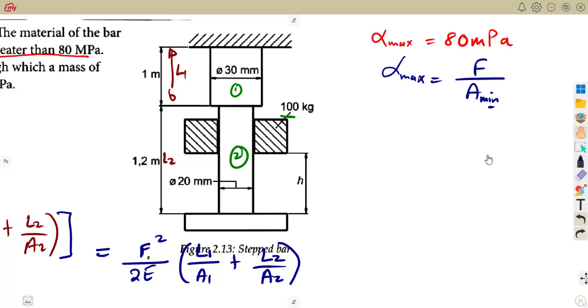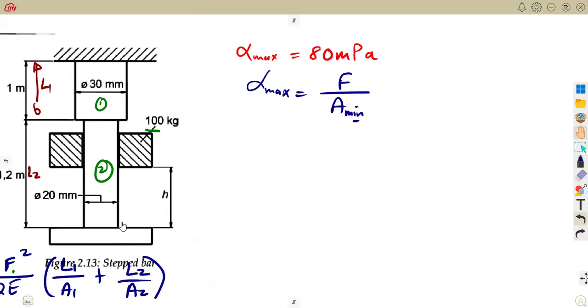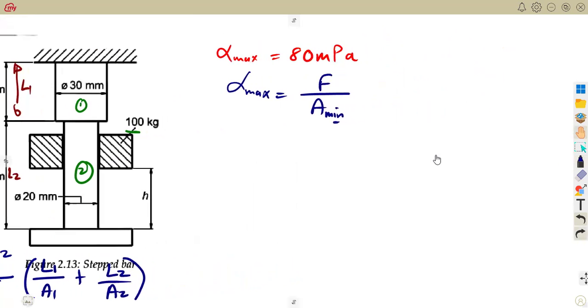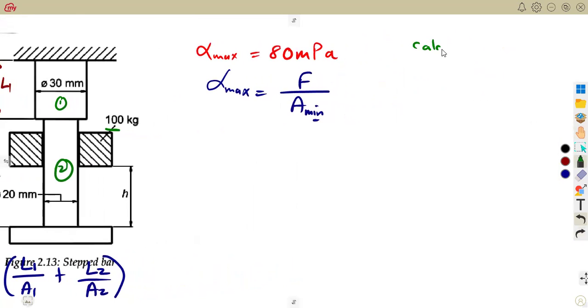You can calculate your areas and substitute if you're not sure which one is the minimum, but you can see in terms of the diameter, this one, the one that we need, where the diameter is small. Anyways, we can calculate our areas. Let's just calculate for the sake of us all understanding. So calculating the areas.